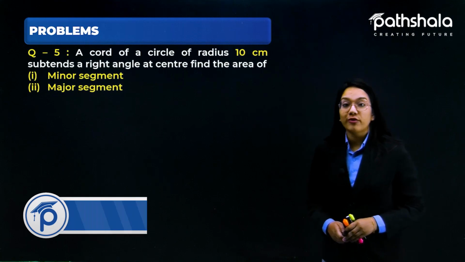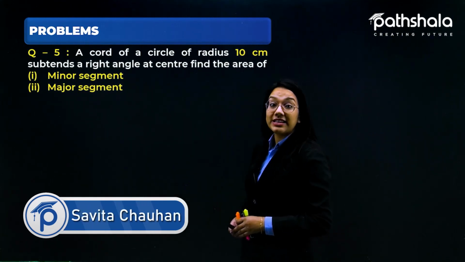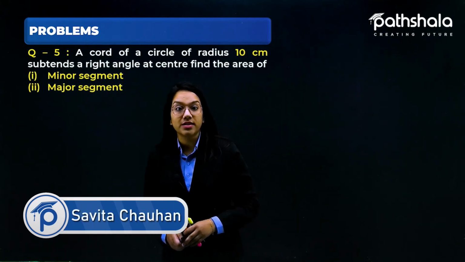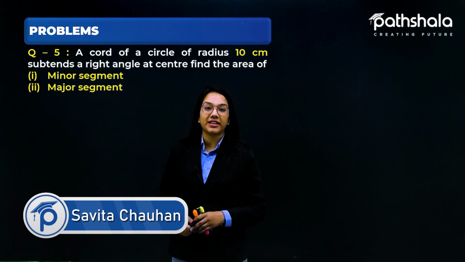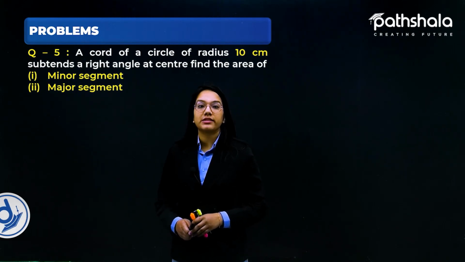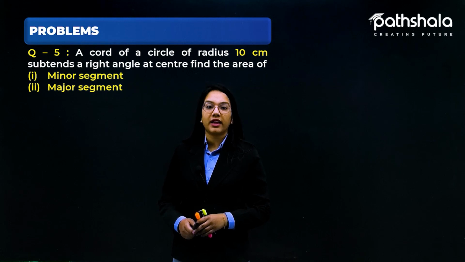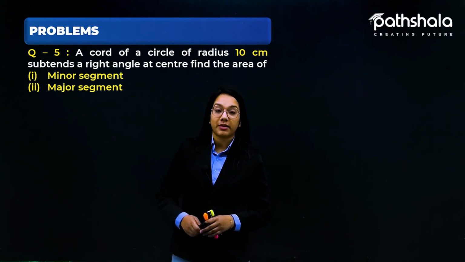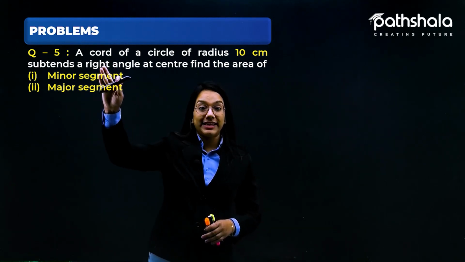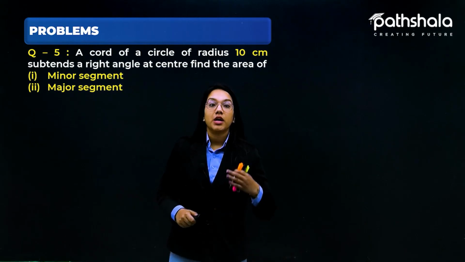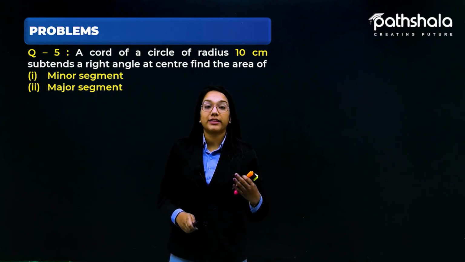Now let's move on further towards question number 5. It says that a chord of a circle of radius 10 centimeters subtends a right angle at the center. Find the area of the minor segment and the major segment. So there is a chord, a chord of a circle of radius 10 centimeters.